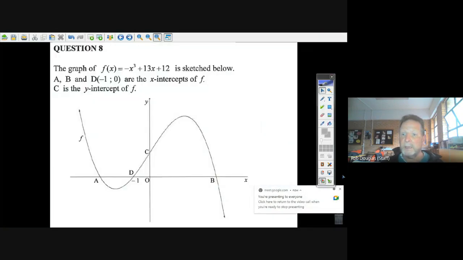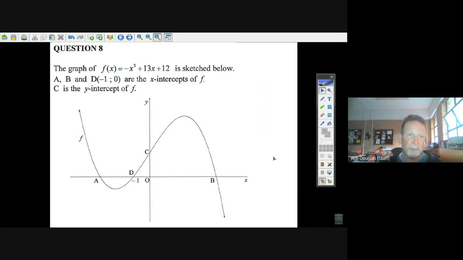Okay, here's the next question in this June 18 calculus section of the exam. You're given a function: minus x cubed plus 13x plus 12. They gave us quite a bit here. We know that's the right shape for when a is negative for a cubic function. They told us that one of the x-intercepts is minus 1.